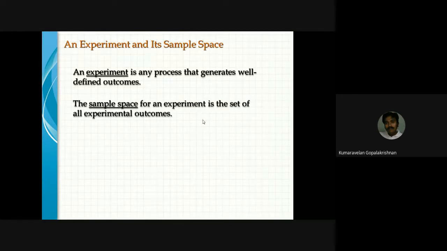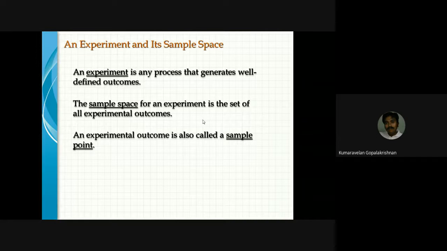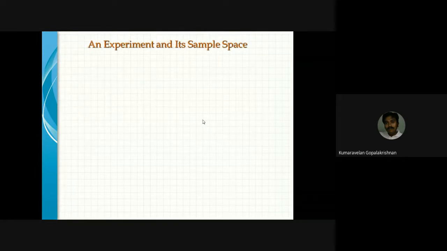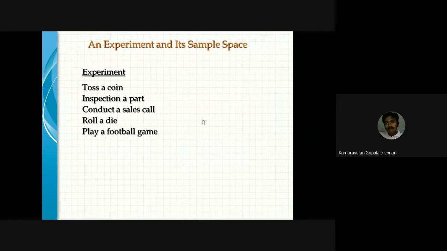Okay. So if there are more outcomes, each outcome is called a sample point. Now I am going to show you some experiments. These are all experiments: tossing a coin, inspection of a particular part, conducting a sales call, rolling a die, playing a football game. And what are the sample spaces of these?